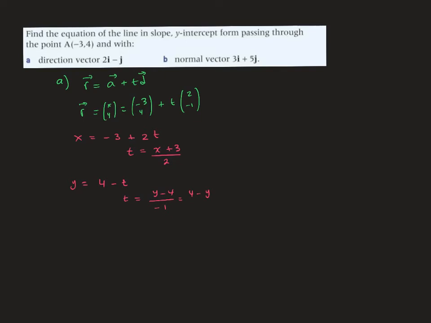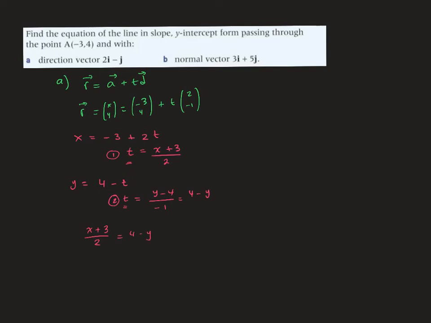Now that I have my parametric equations, this one and this one, I am going to equate them because again the parameters should be the same for both coordinates x and y. So I can do (x plus 3) divided by 2 is equal to 4 minus y.